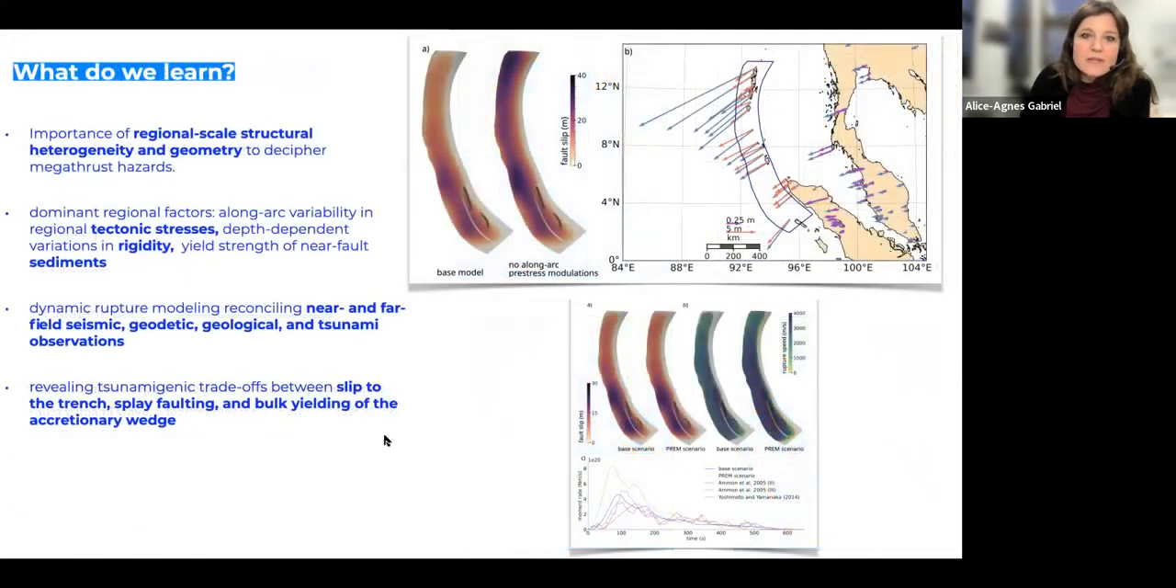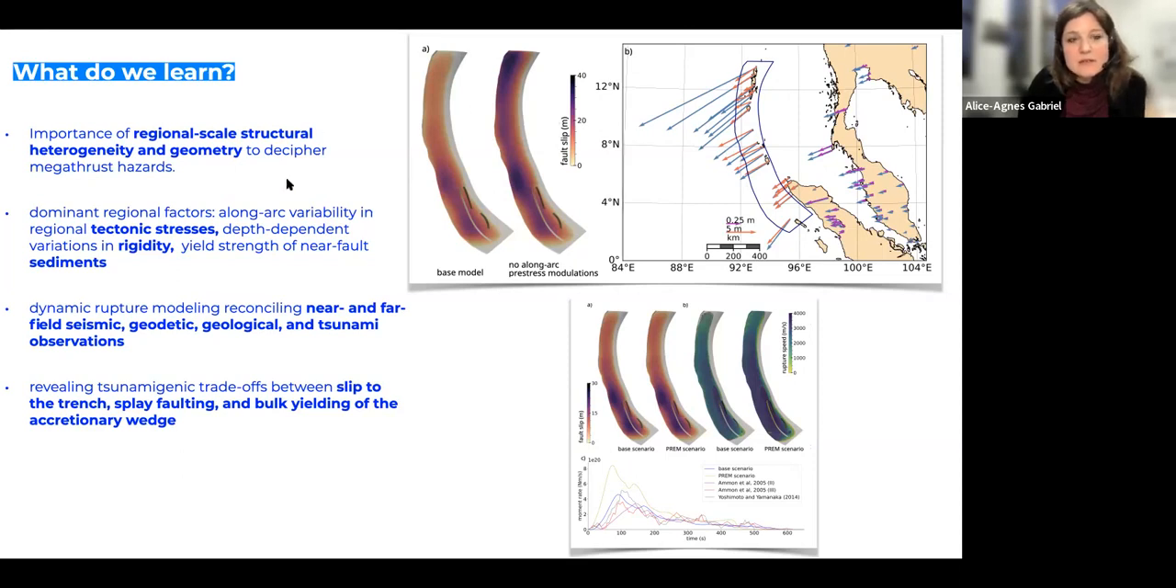So what do we learn from this? I wanted to show one plot from the supplement of the paper here too. This would be the geodetic fit if we don't account for the along-arc pre-stress modulations. If we would just have the same relative fault strength all along strike of the megathrust here, it's basically completely overshooting in the upper part. So there's a large sensitivity to all of these three factors that we've been identifying.